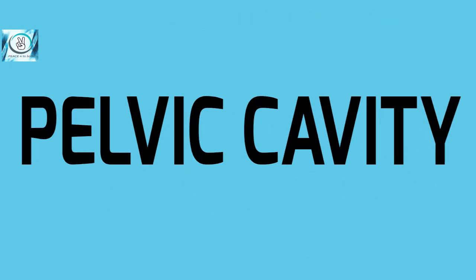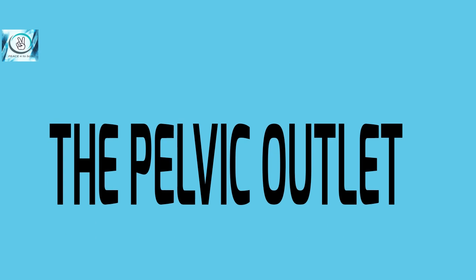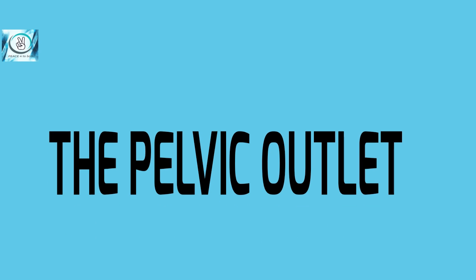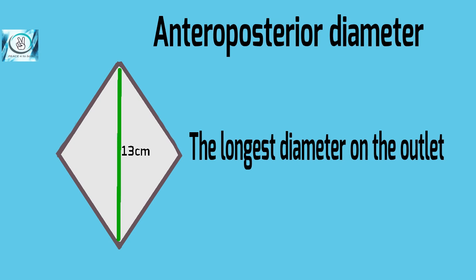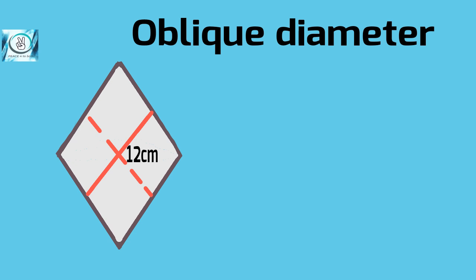Now we move to the cavity. The cavity is round, and so all the diameters measure 12 centimeters. Then lastly, on the outlet, the anteroposterior diameter measures 13 centimeters from the lower border of the symphysis pubis to the sacrococcygeal joint. The transverse diameter measures 10 to 11 centimeters between the ischial spines, and it is the narrowest diameter on the pelvis. The oblique diameter measures 12 centimeters for the outlet.